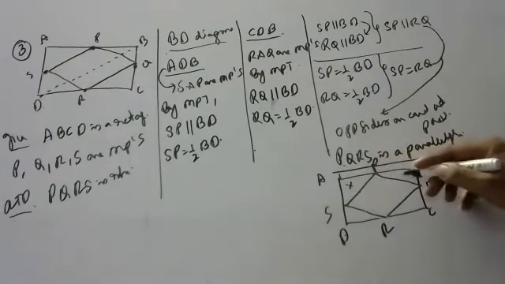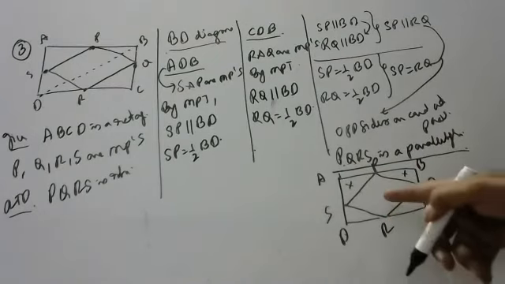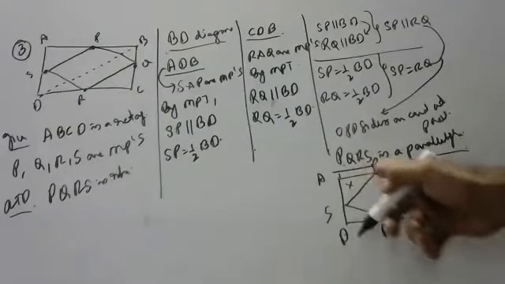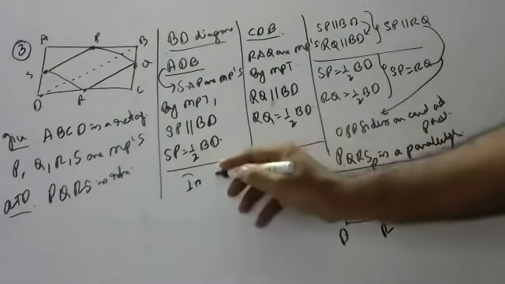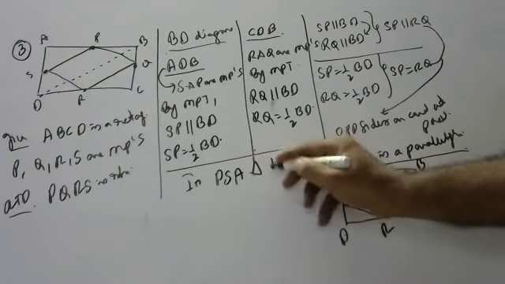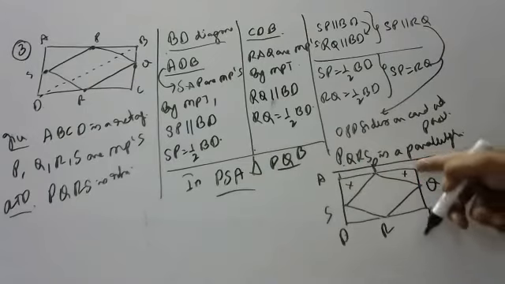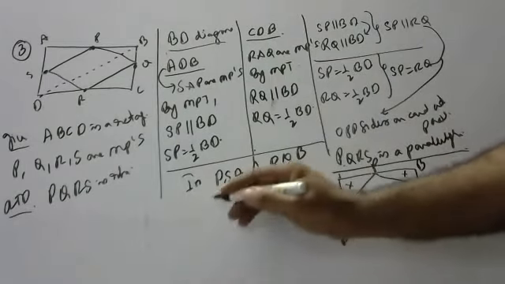Can you see this triangle and this triangle? Hansini, are you there? Yes, sir. PSA and PQB. Can you prove them congruent? Very easy. PSA and PQB, you have to prove as congruent. Can you prove? Yes, good. First one I will say, next one you try.